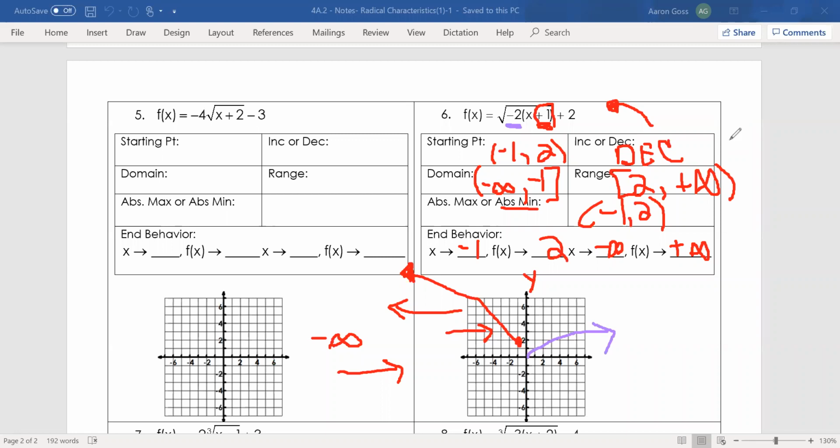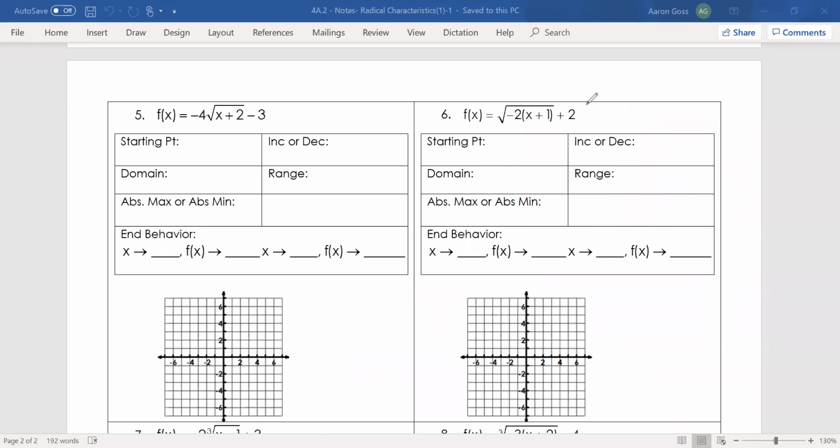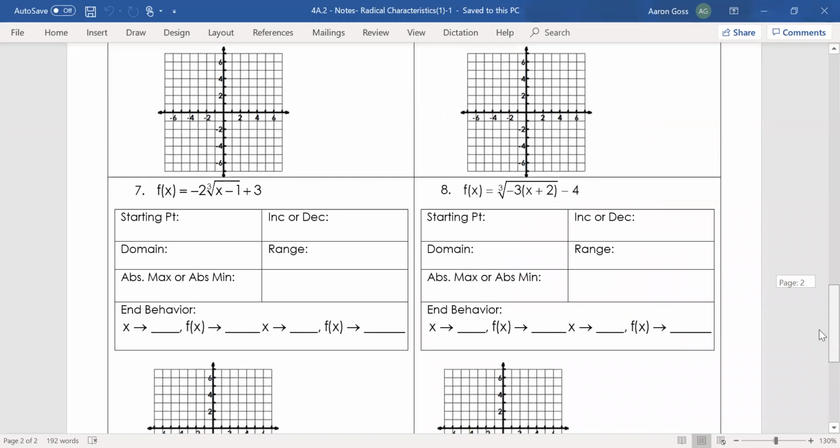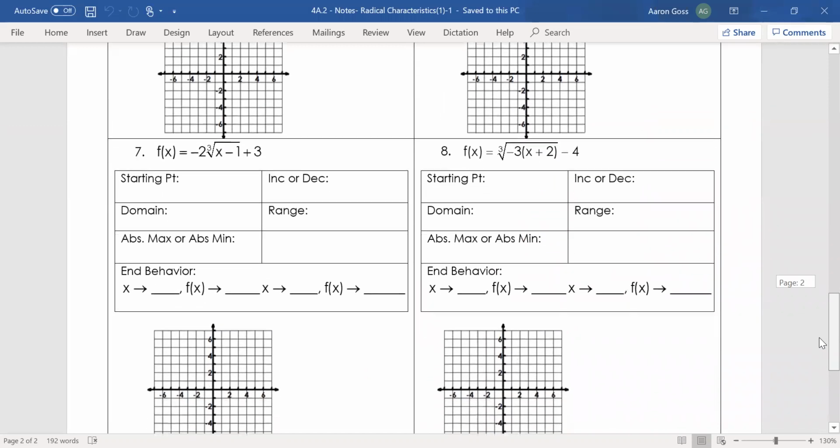Shall I move on, or have you guys had enough? One more. Okay, I appreciate that. Don't go away because I'm going to do a cubic one now.